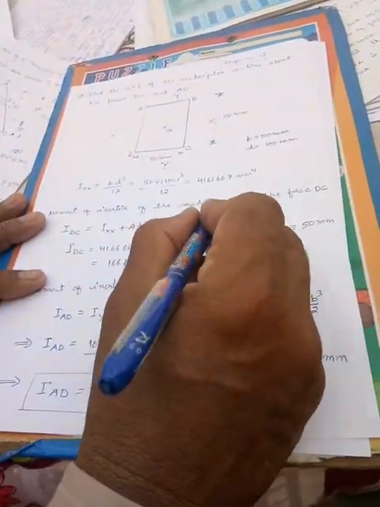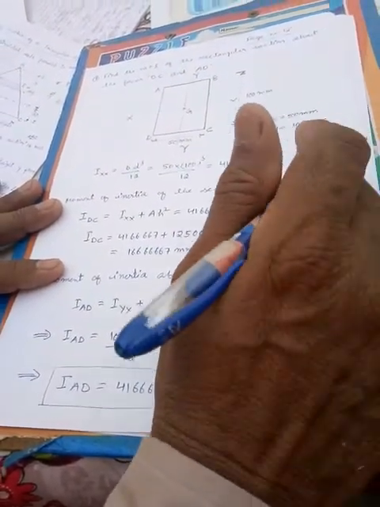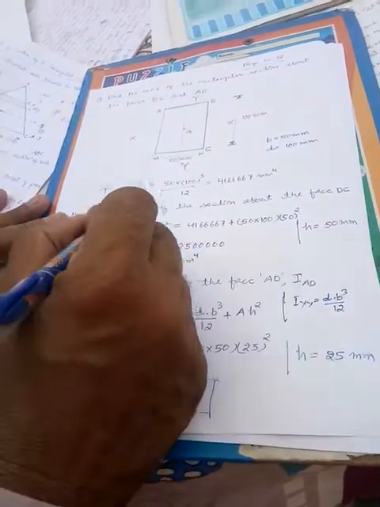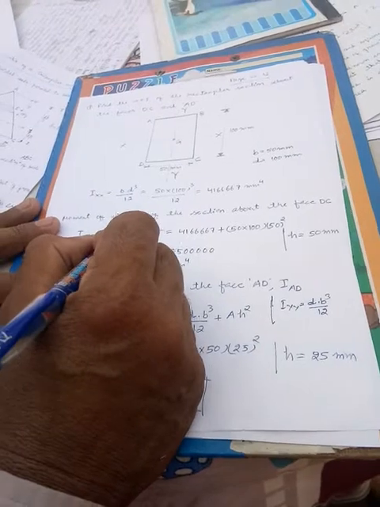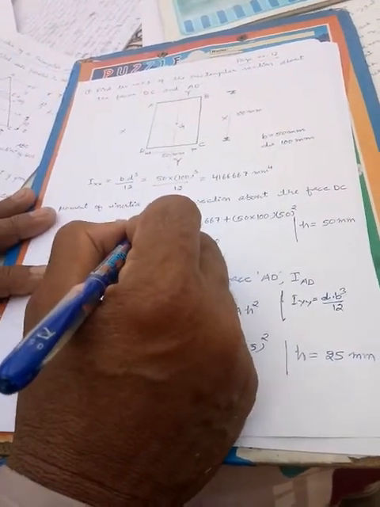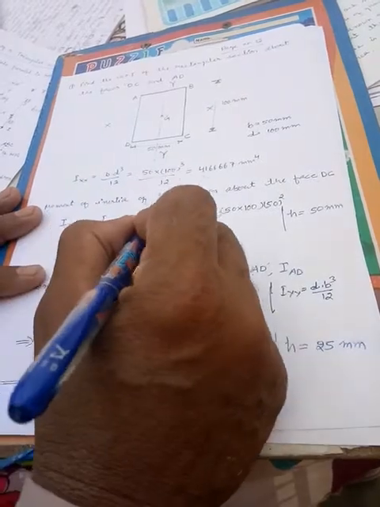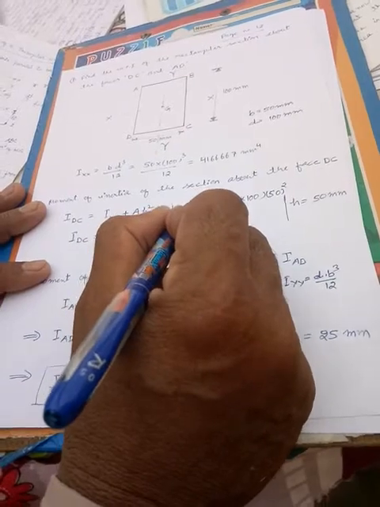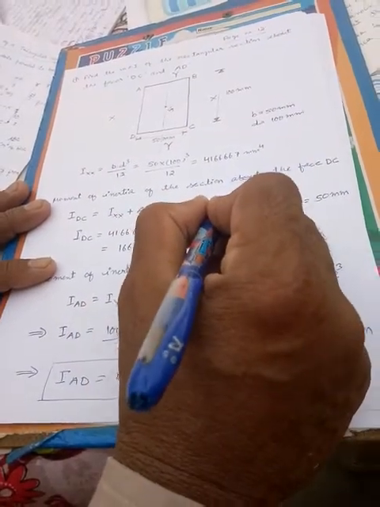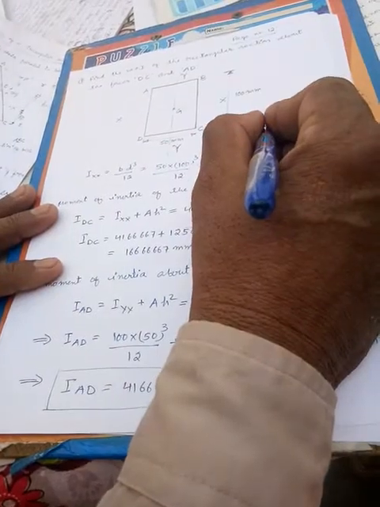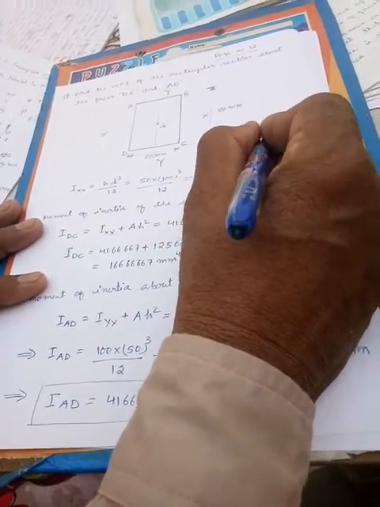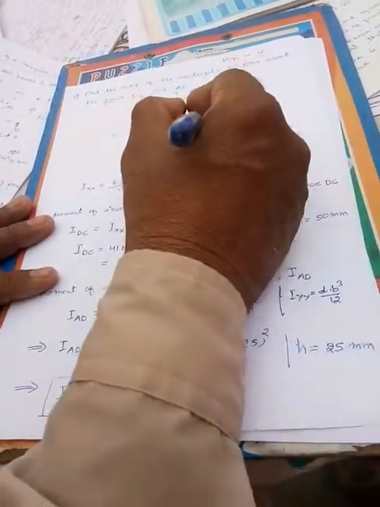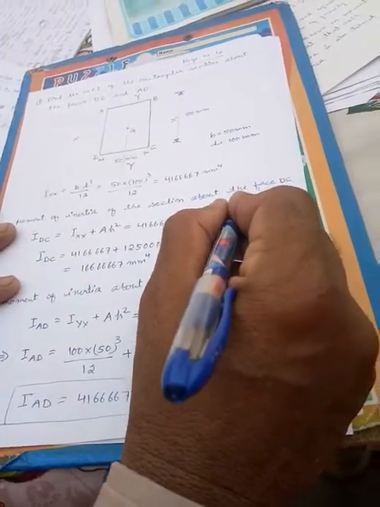Then moment of inertia of the section about the face DC is obtained by applying the parallel axis theorem. That is, moment of inertia about the face DC is equal to moment of inertia about the centroidal axis plus the product of the area and the square of the distance between the two axes. So moment of inertia about x-axis, we have already obtained this value, 4166667, plus area. Area of the rectangle is base into depth, so base is 50 mm into depth 100 mm. So 50 into 100, and distance between the two axes h is equal to 50 mm, so square of 50 mm.